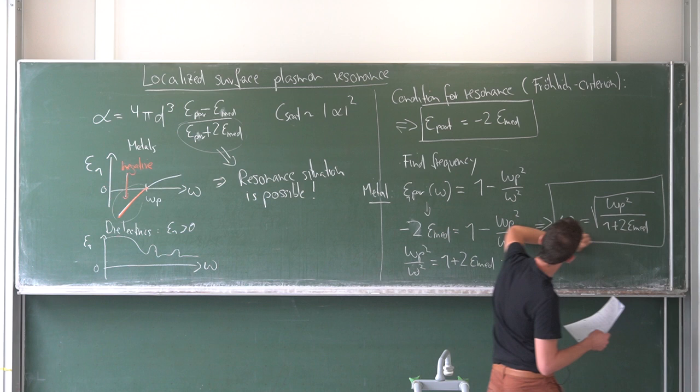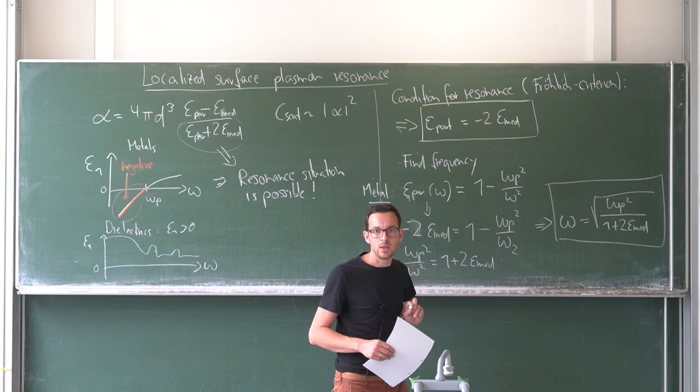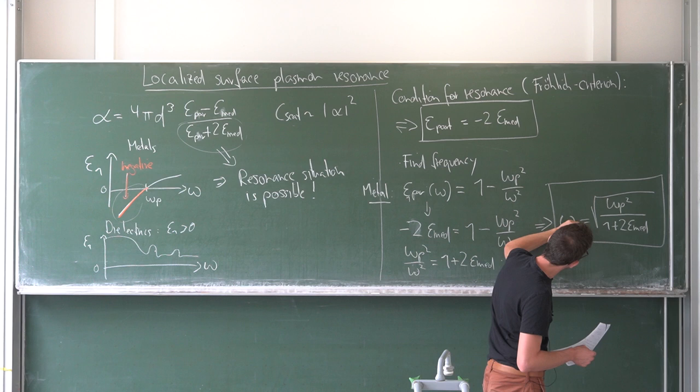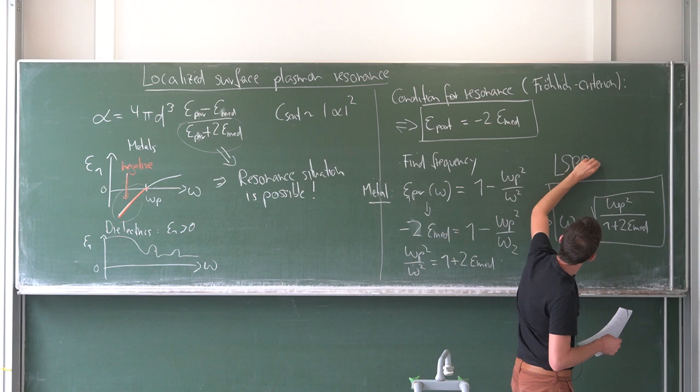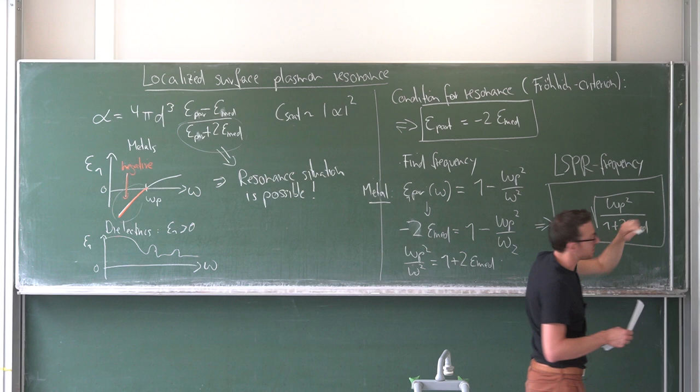And this expression gives us the frequency of the resonance. And as I said, this resonance is called the localized surface plasmon resonance, LSPR. What does it mean, localized surface plasmon resonances?